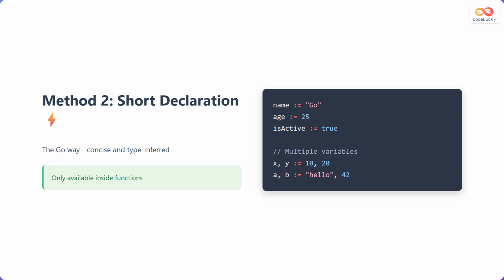Short declarations can also be used to declare multiple variables at once. For example, x, y := 10, 20 declares two variables x and y with the values 10 and 20 respectively. Similarly, a, b := "hello", 42 declares a string variable a with the value hello and an integer variable b with the value 42. Remember, short declarations can only be used inside functions.